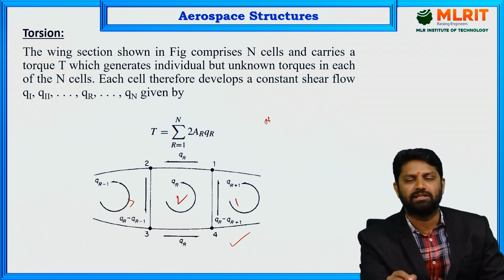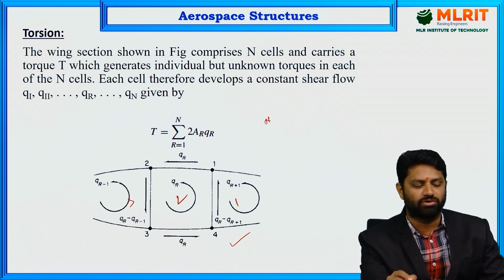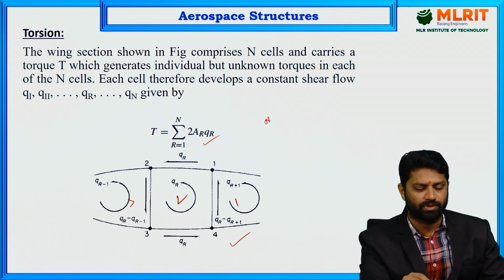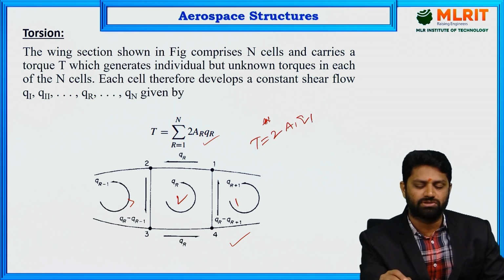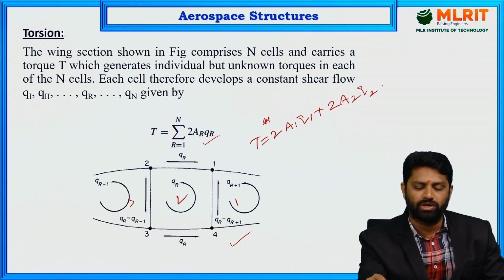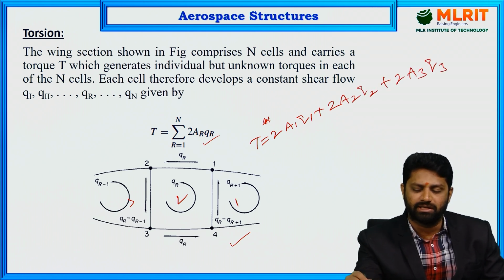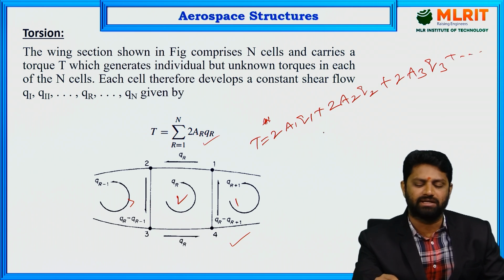So each cell therefore develops a constant shear flow Q1, Q2, Q3 and so on up to Qn. Then the torque equation is given by T equals the summation, r equals 1 to n, of 2 Ar Qr. Okay, so for example, if you have one cell, you can write T equals 2A1 Q1, and if you have 2 cells, you can add 2A2 Q2, and if you have 3 cells, you can add 2A3 Q3 and so on. So this is the torque equation.